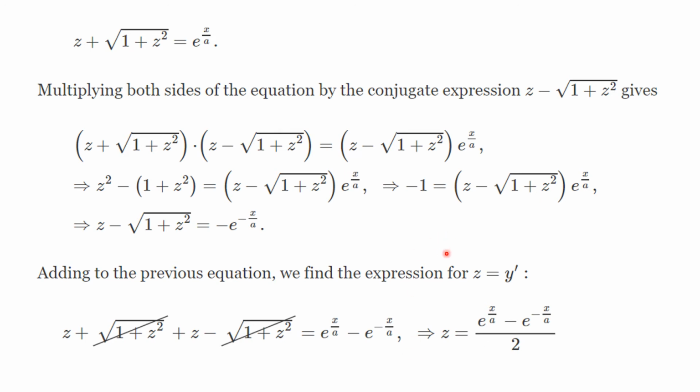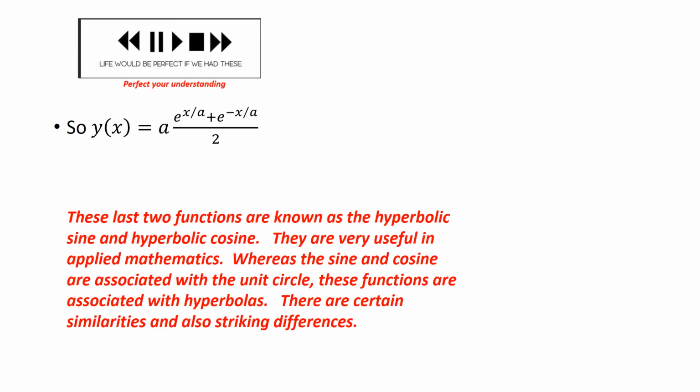But now you see we know z was y prime, so we have to integrate that. Again, you should be able to integrate that. I'm not going to have you do it right now, but if you integrate that, you should get that y is a, and then this is e to the ax plus e to the minus ax over 2.